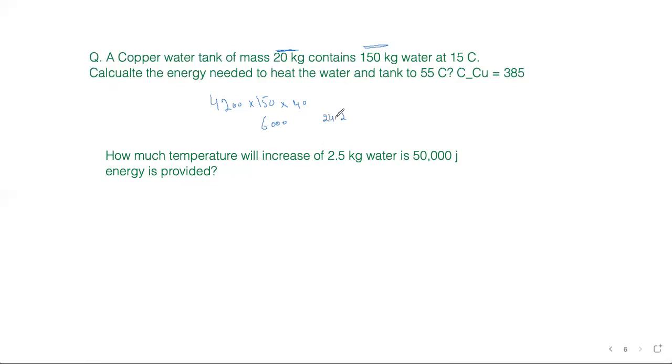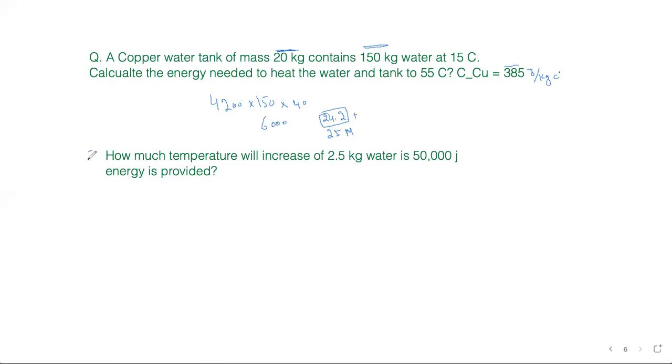Wait, 20, what? 24.2 million, isn't it? No, I got 25 million. 25 million, you said, for the total. Ah, sorry, yes, yes. This is 24.2 million only for the water, and then the rest will be for the copper, because copper has a very low heat capacity compared to the water, isn't it? Yes, very good.